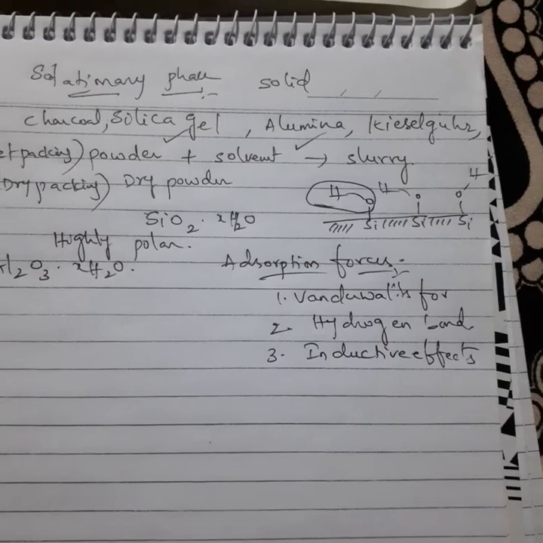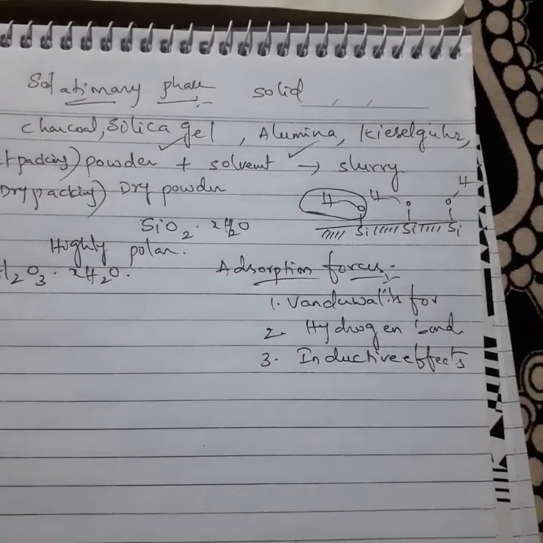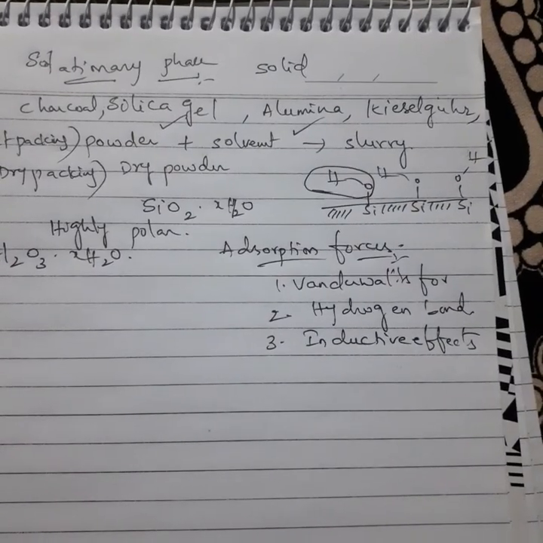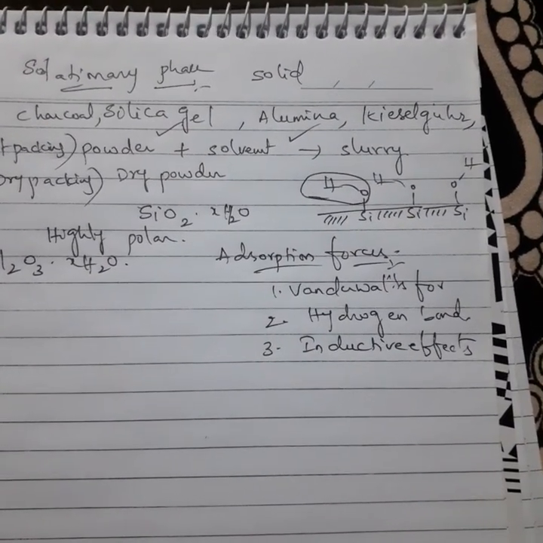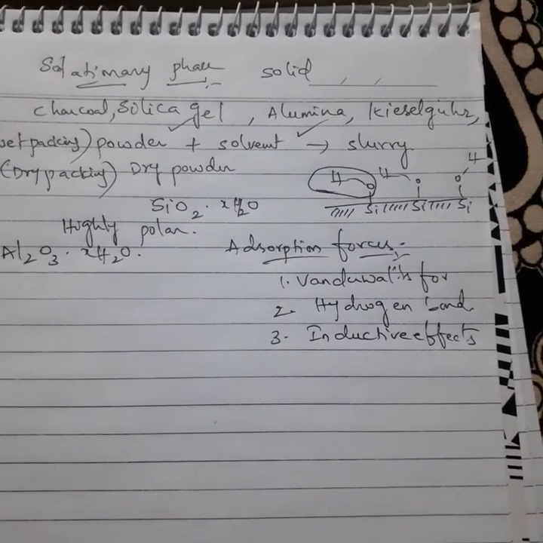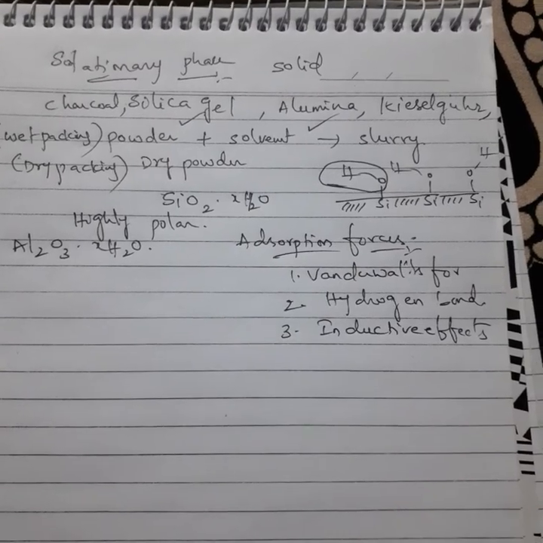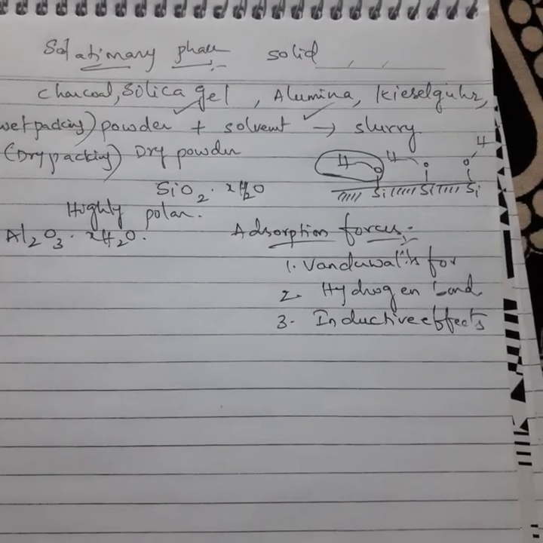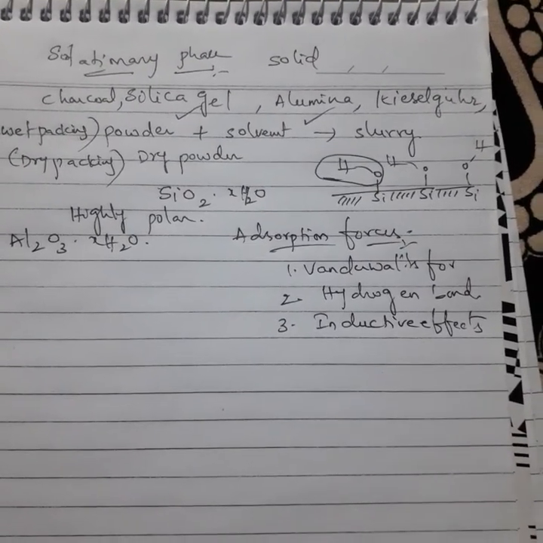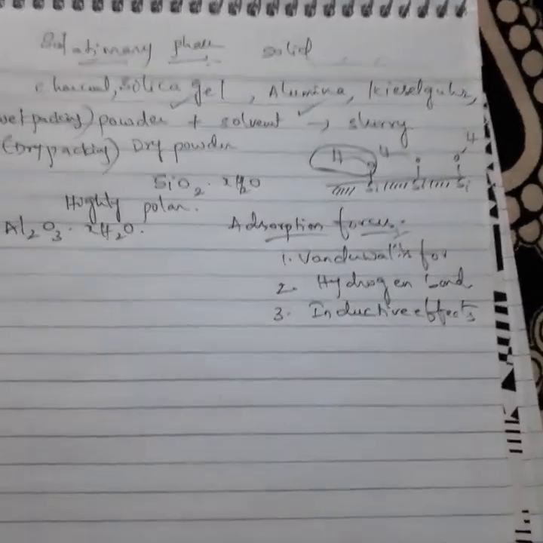When B is adsorbed to this stationary phase, B is just adsorbing onto the surface, but it is not at all reacting chemically with this slurry. That is the main point we need to remember. These van der Waals forces, hydrogen bonding, or inductive effects are all physical in nature, meaning they are not reacting chemically with the slurry or silica gel.